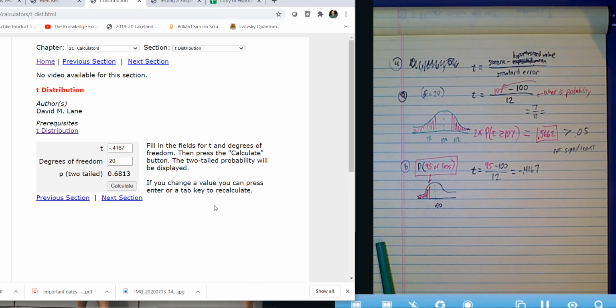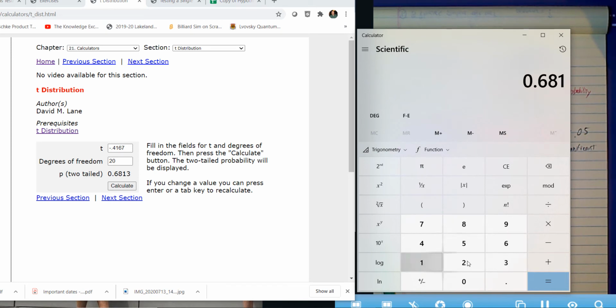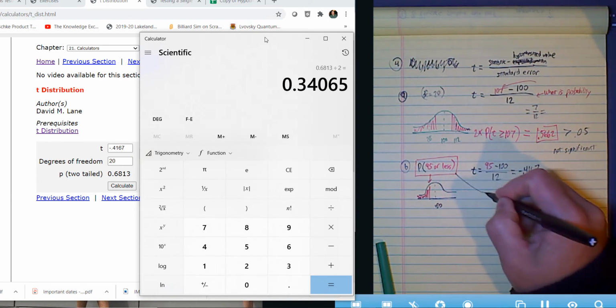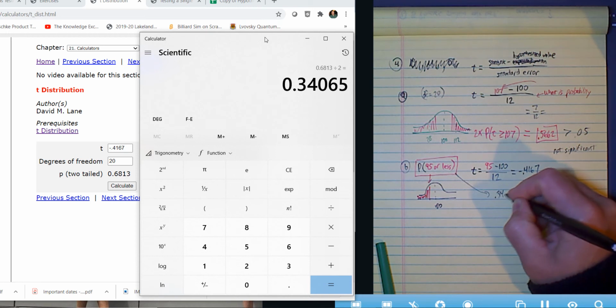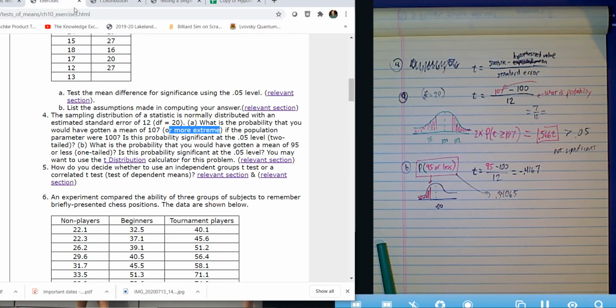Well, I can take that 0.6813, which is the two-tailed probability, and just divide it by 2, because there's symmetry. And so it's 0.34065, right? So the probability for part B is 0.34065. So about 34% of the scores are 95 or less. And so that's my answer to number 4. Number 5 is related to number 3, and we'll talk about that in a little bit.